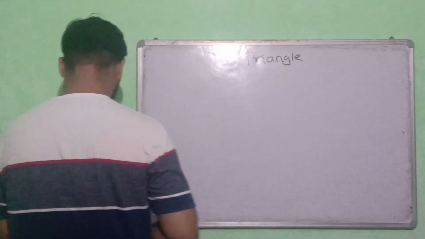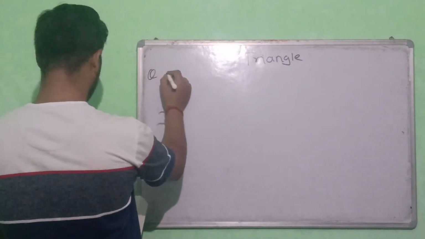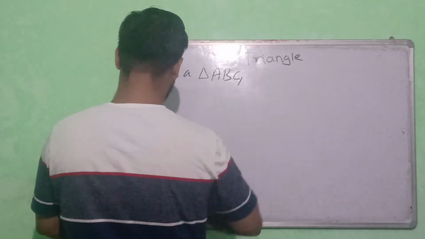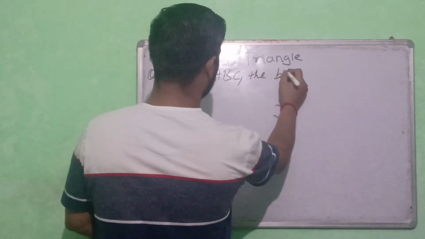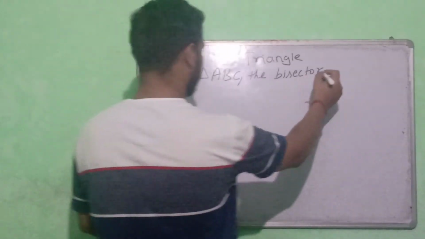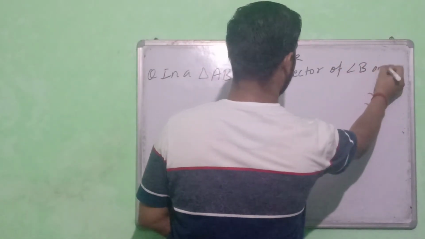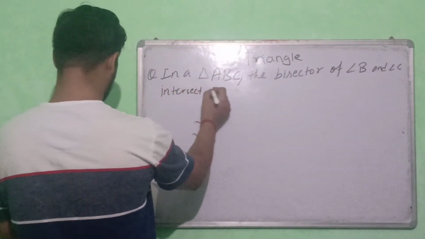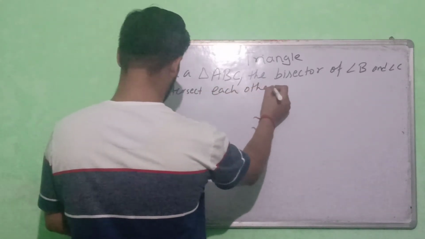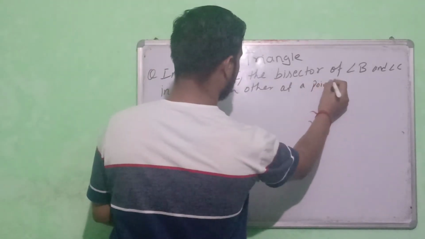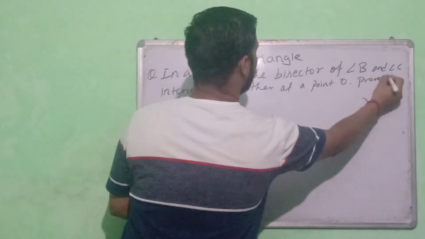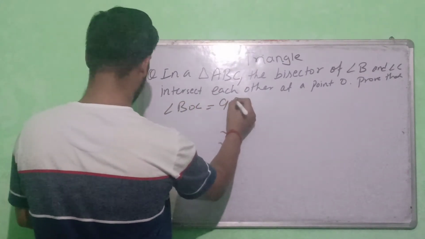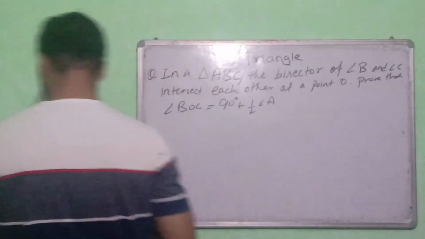The question is, in a triangle ABC, the bisectors of angle B and angle C intersect each other at a point O. Prove that angle BOC equals 90 degrees plus half of angle A. We have to prove this.